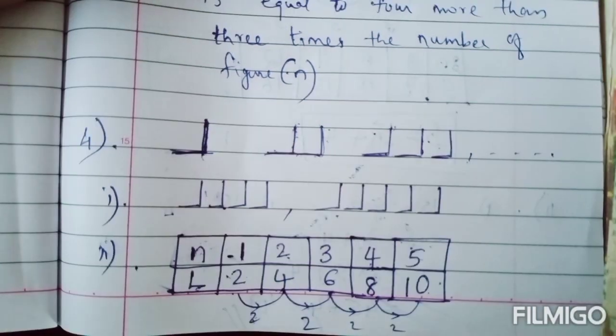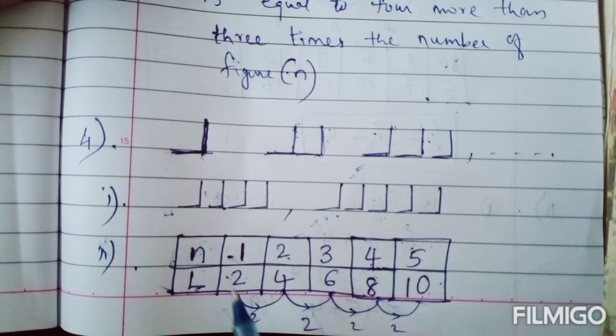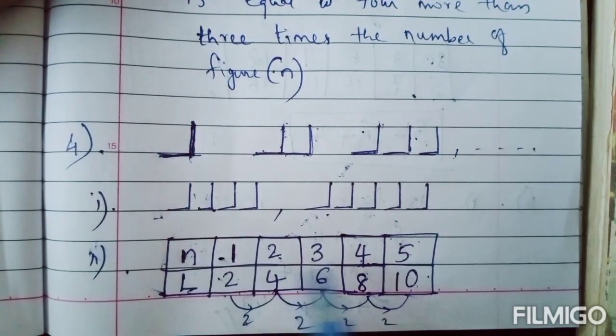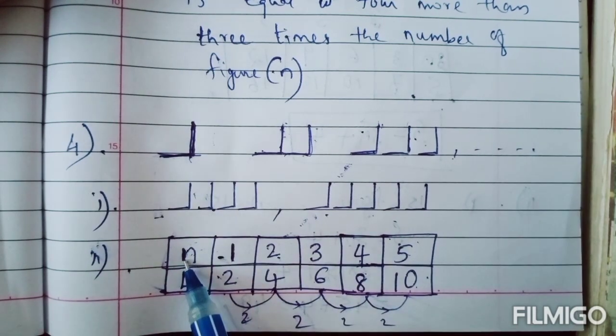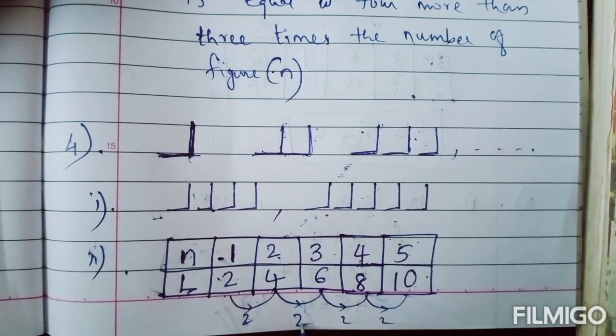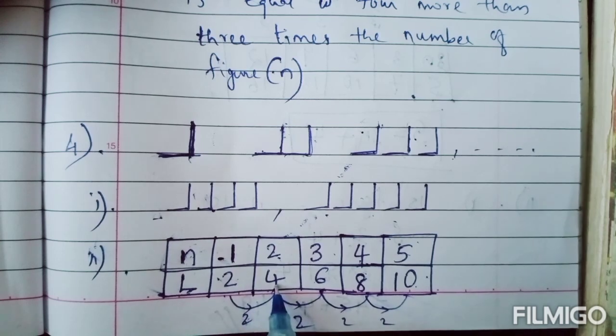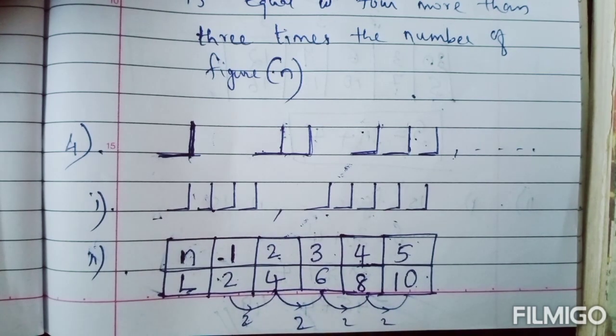In the third one, if n denotes the number of figures and L denotes the number of matches, find L in terms of n. So here you can see n is the number of figures, and L is the number of matches. You have to write L in terms of n. Now from this table, you can see that as n increases by 1, L increases by 2. 2 plus 2, 4, 4 plus 2, 6, 6 plus 2, 8, 8 plus 2, 10.